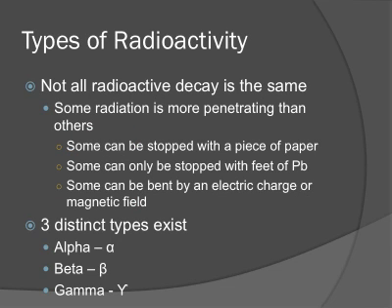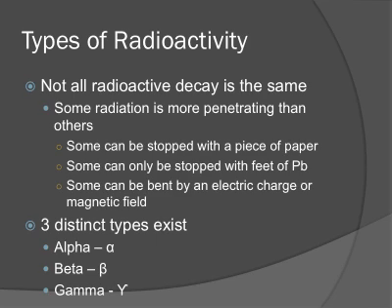Okay, well, not all radioactive decay is the same. There are actually three main types of decay, and we're going to talk about a few subset ones, but there are three main types. And when I say decay, I'm talking about a radioactive process in which one thing is changing into another.